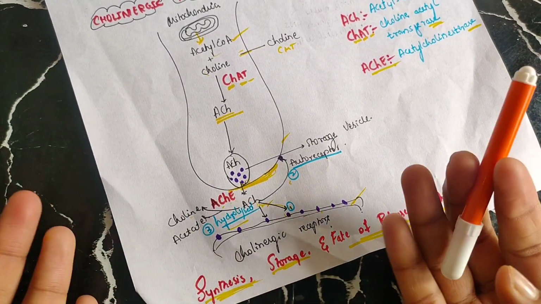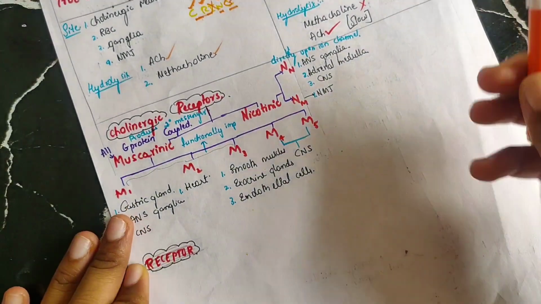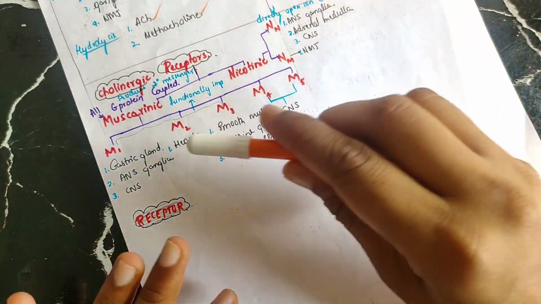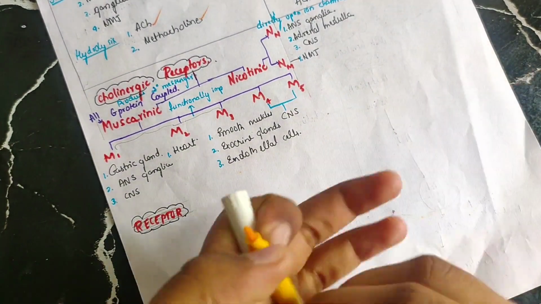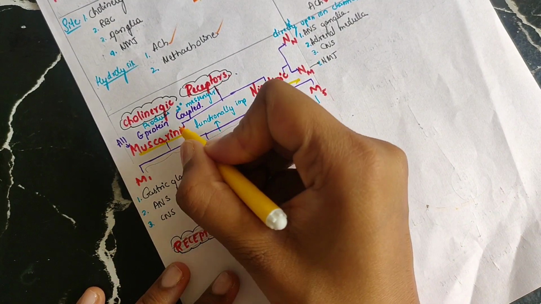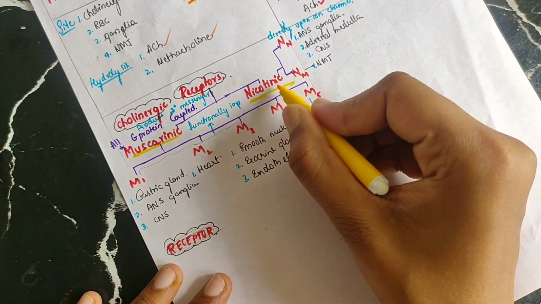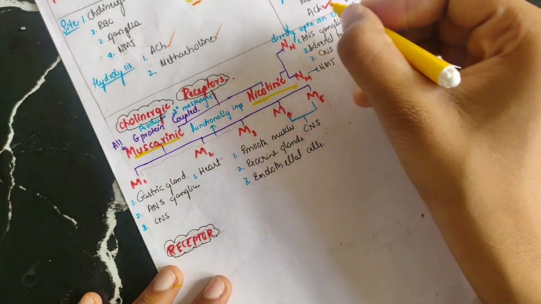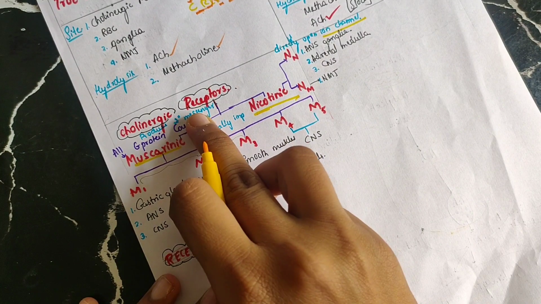What are the receptors we will see? That is muscarinic and nicotinic, and further the subtypes in muscarinic and nicotinic we will see in this. There are two types of cholinergic receptors, that is muscarinic receptors and nicotinic receptors. All muscarinic receptors are G protein coupled receptors, whereas nicotinic receptors are ion channels. They directly open the ion channels, whereas these produce secondary messengers.